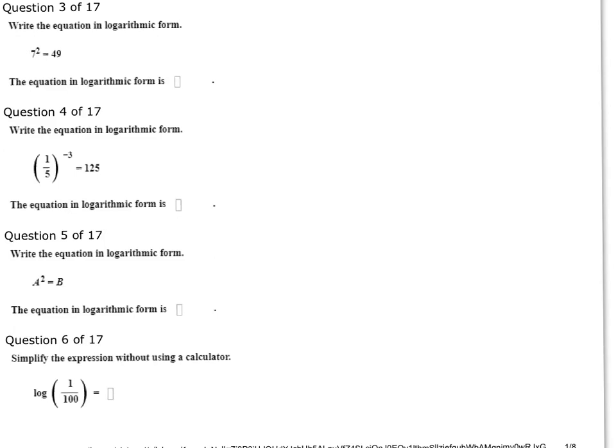All right, mathletes, let's do this. We're looking at homework 22, section 3.3. So I wanted to go over a few problems together with you. So let's just jump into this.